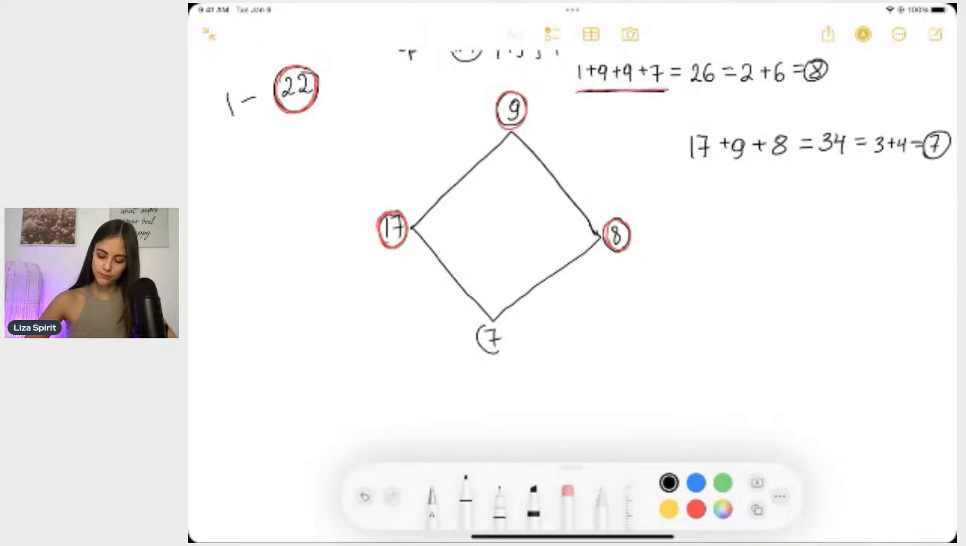Here we go. Okay. So again, for this last number, we add all these 3 numbers together. 17 plus 9 plus 8, it's 34. And 3 plus 4, it's 7. And we have our last number, number 7.